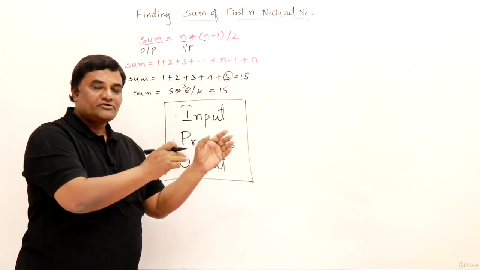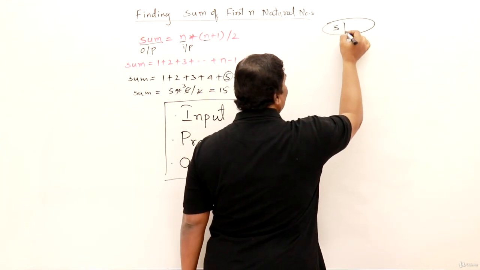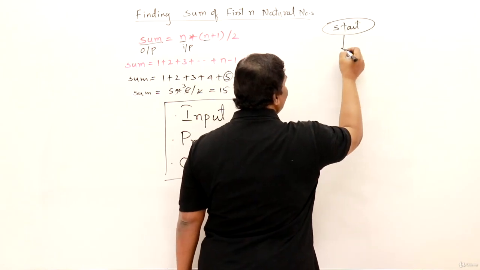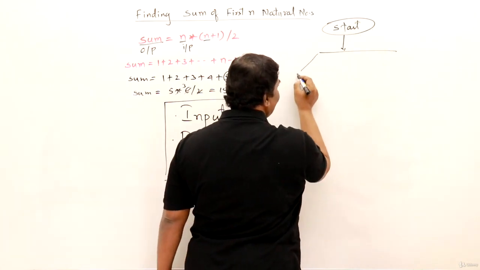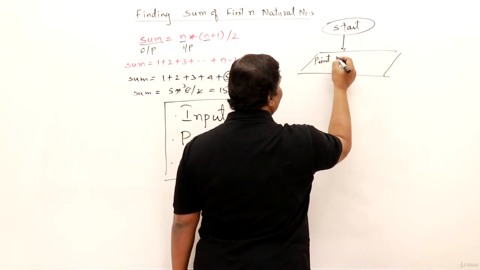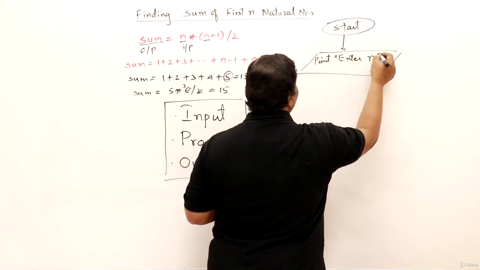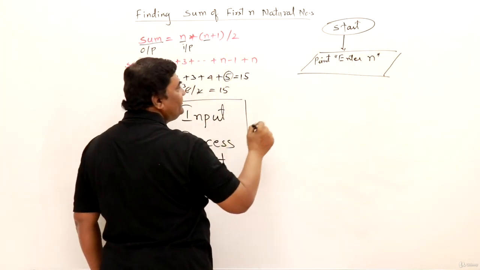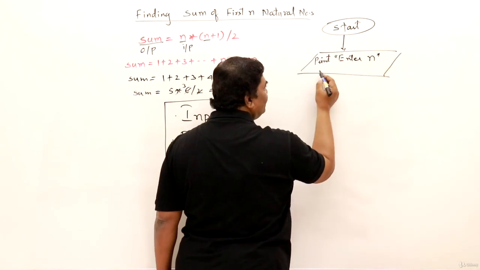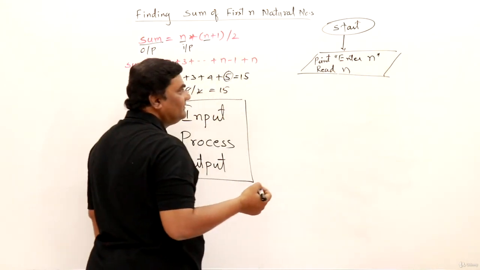So let us draw a flow chart. Let us start first. Start. Now first step, I should take the input. So I should have an input box, and here I will say printf, enter n. I should know the value of n. See, the input is n here. So I should know the value of n. So enter n, then read a value n in a variable n.